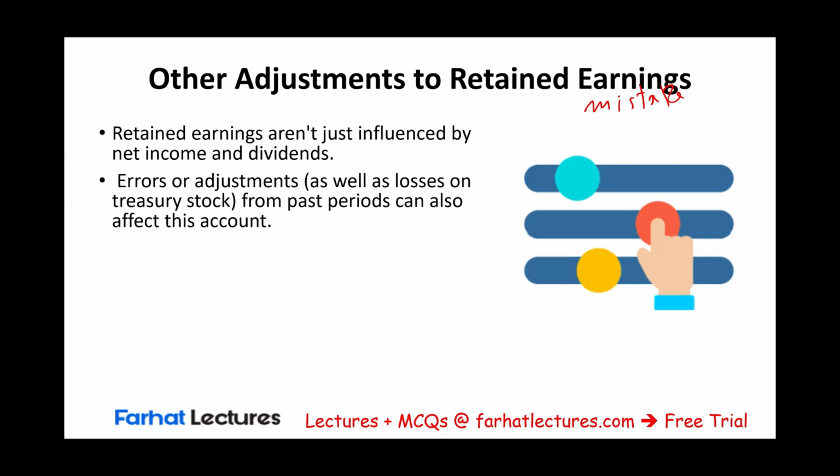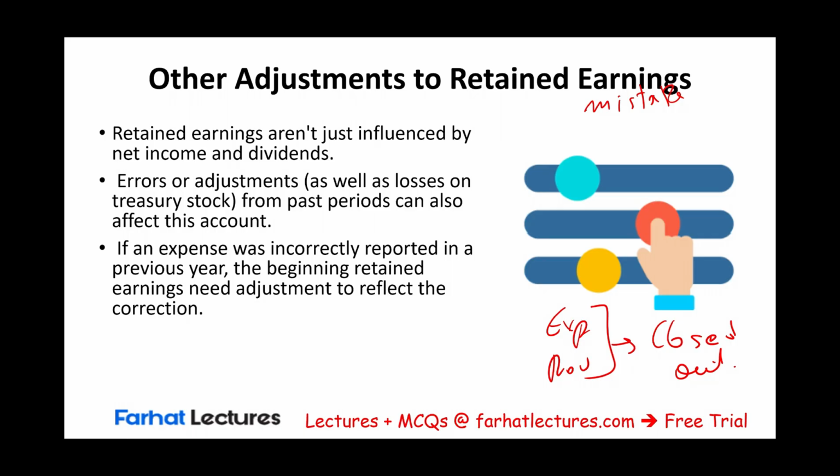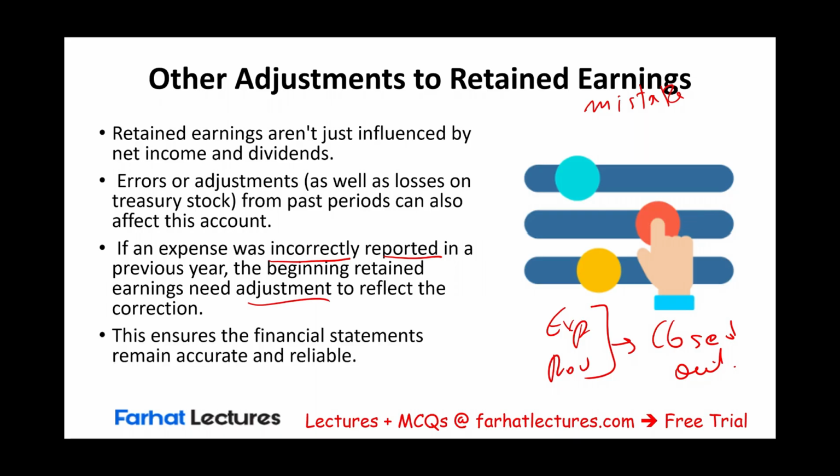So why do we have to book it in retained earnings? Because if the adjustment affects an expense or revenue, both of these accounts are closed out. So we cannot go back and change them because they're closed out. To what account? To retained earnings. So what we do is we change retained earnings. So if an expense was incorrectly reported, the beginning retained earnings will be adjusted. Same thing with revenue. This ensures the financial statements are reliable.